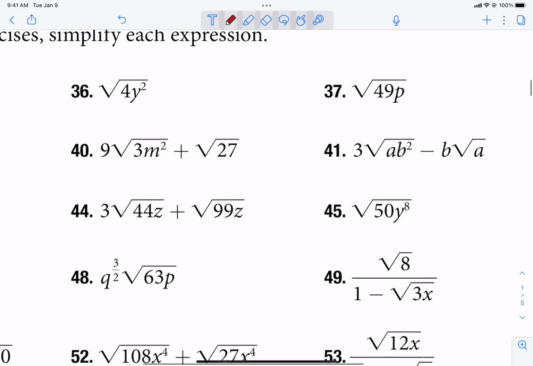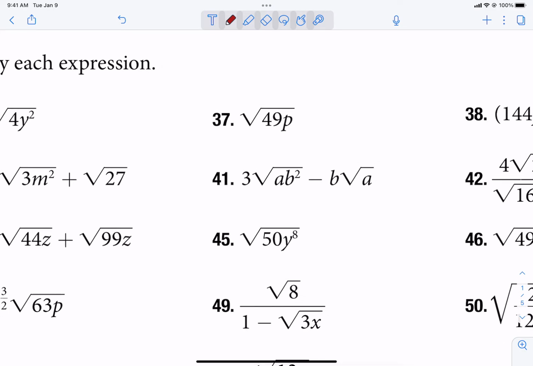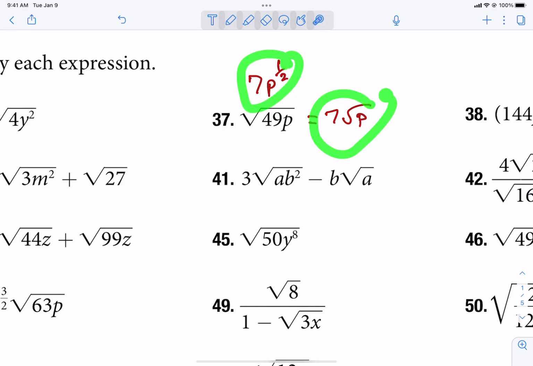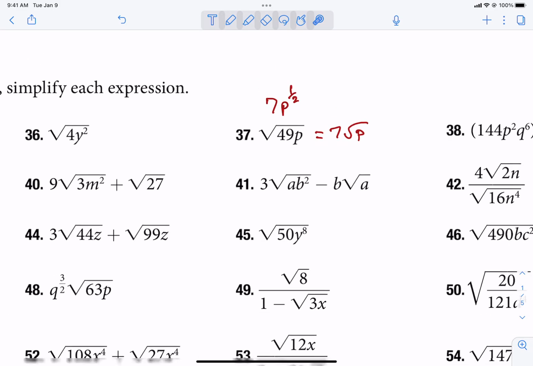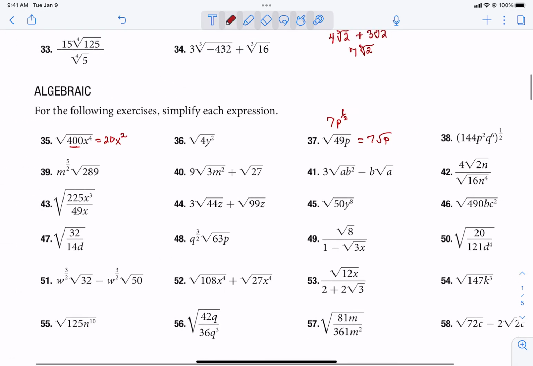So for 37, we have one piece that is a perfect square, 49. But p is not a perfect square because it isn't an even power that I can cut by 2. I can't cut that in half. Now, it's not a bad idea to write it as 7p to the 1/2. That's a perfectly legitimate answer. That's the correct answer. But I think they want you to keep it as a radical. So that means I can deal with the 7, but the p is still stuck in the square root. So both of these answers I'll accept, they are correct. It's just a matter of what you are looking for. And that's 37. Let's go down the list here.